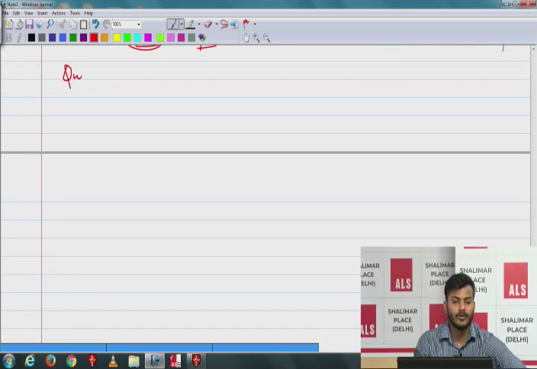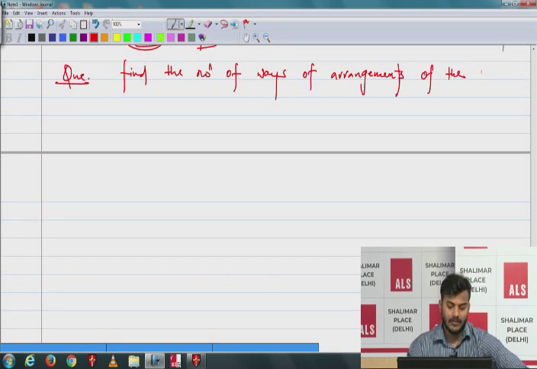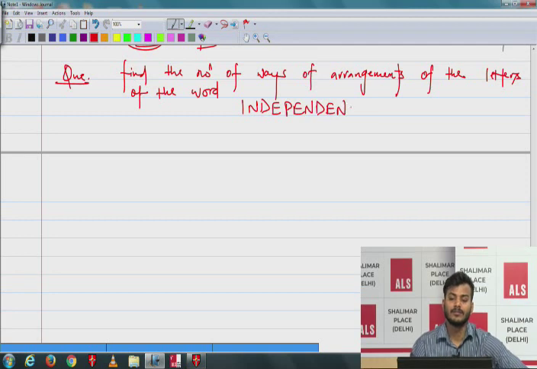Next is a very good question. Find the number of ways of arrangements of the letters of the word INDEPENDENCE.